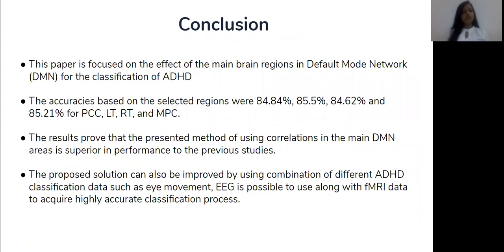As a conclusion, our research paper is mainly focused on the effect of the main brain regions in default mode network. We have obtained the accuracy of 85.21 for MPC region, and this result shows that our study addresses the limitations, and it shows a superior performance to the previous studies.